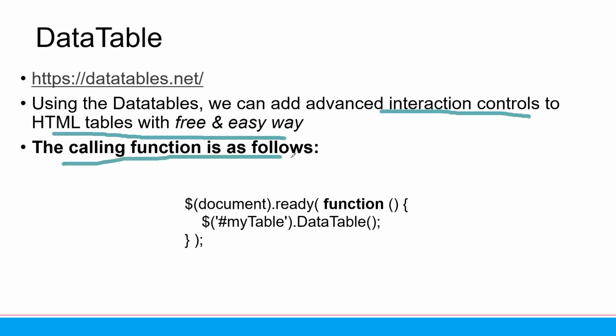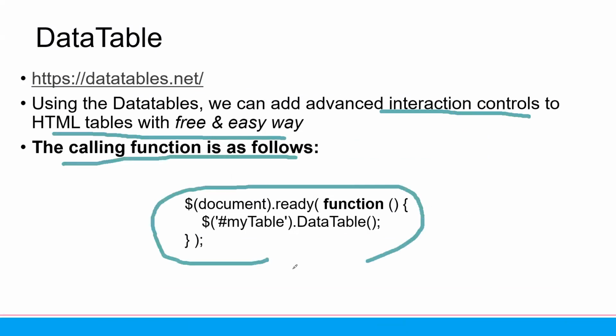And when we call the function, we need to call it using this kind of mechanism. The dollar sign means jQuery. We can use jQuery, and then we call the document, and when it is ready, we call the index my table. So whenever you make an ID in your HTML, you can define the index. So this index, or the ID my table, will be passed into the DataTable.